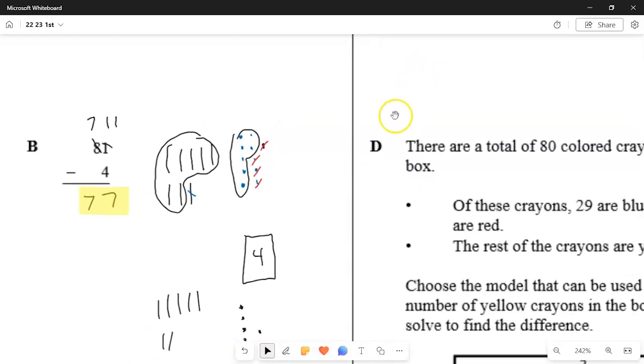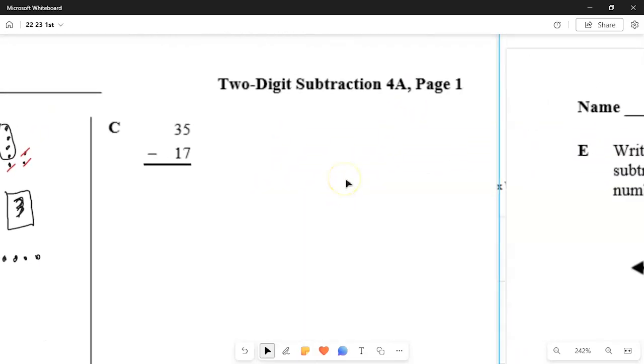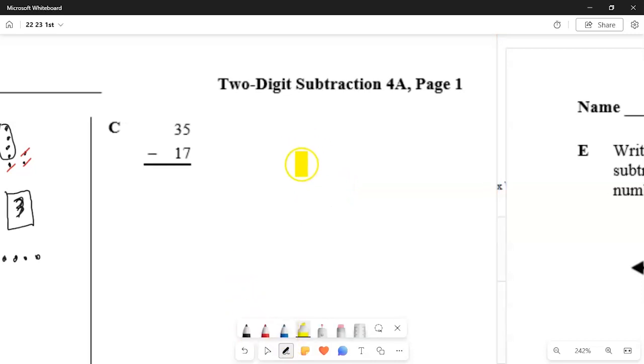Go and look at C here. 35 minus 17. That's 10, 20, 30, and 1, 2, 3, 4, 5. I'm going to take away 17. It's 1 ten and 7 ones. You look right here, I don't have 7 to put on my card, so that means I have to regroup. I'm going to take one of my tens. That's going to leave 3 tens.